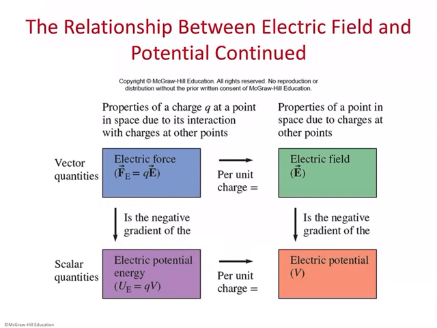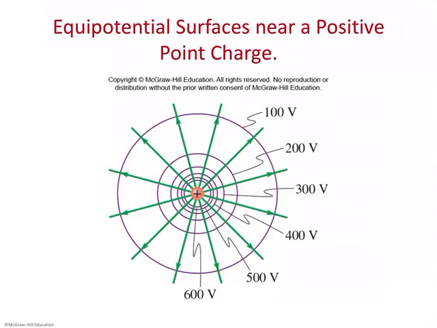This is the image that I wanted to have given you a long time ago when it was talking about electric force as compared to electric field, and electric potential energy as compared to electric potential. Really all it was saying was, for electric force, you have electric field times charge. For electric potential energy, you have charge times potential. That's the only difference, per unit charge, you're going to have those by themselves. Okay, so here's an image that is showing you equipotential surfaces.